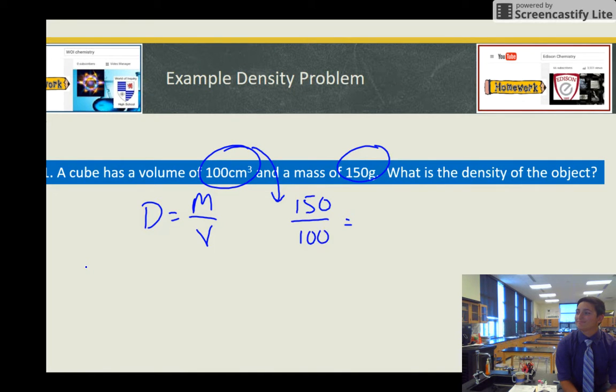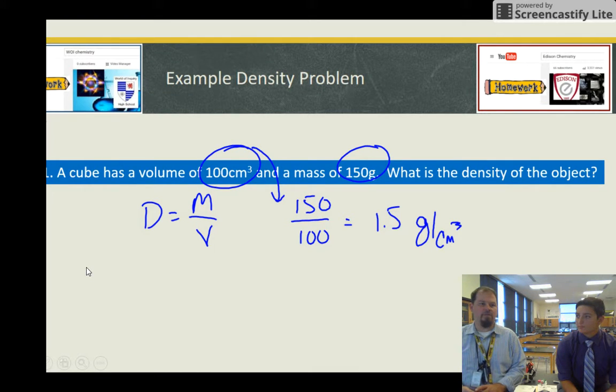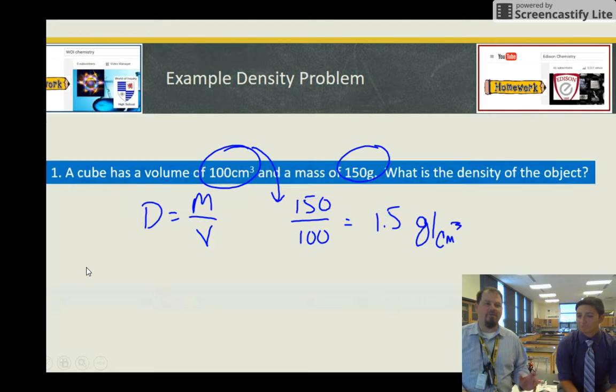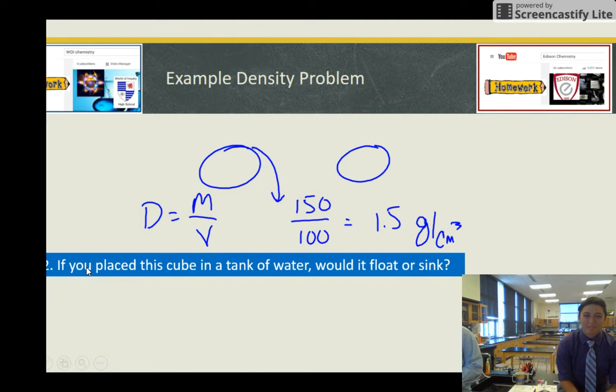I can do this in my head. If I divide by 100, I just move the decimal place 2 spots. 1.5 grams per cubic centimeter. We good with that? Units are important. Don't forget them. Okay, good. Any questions on how we did that? I didn't hear any questions. All right, go ahead.